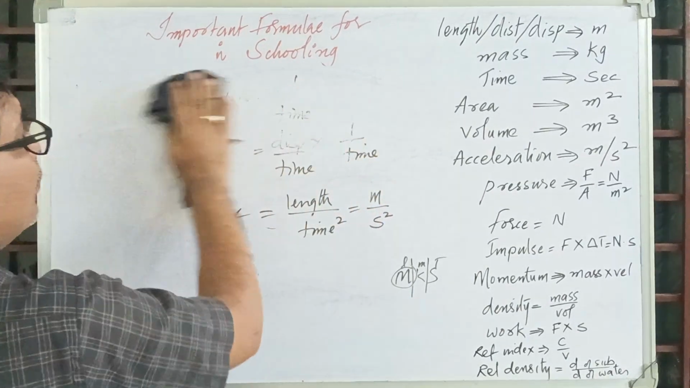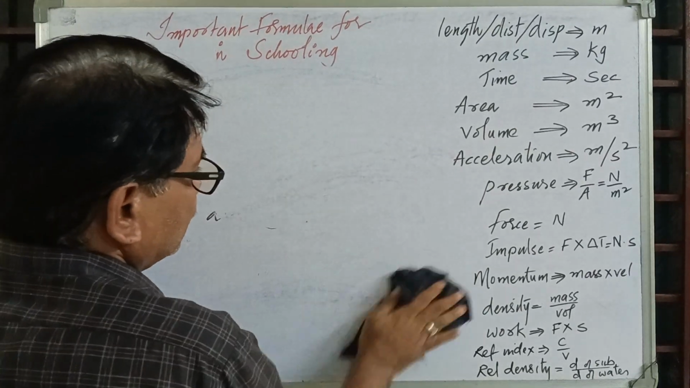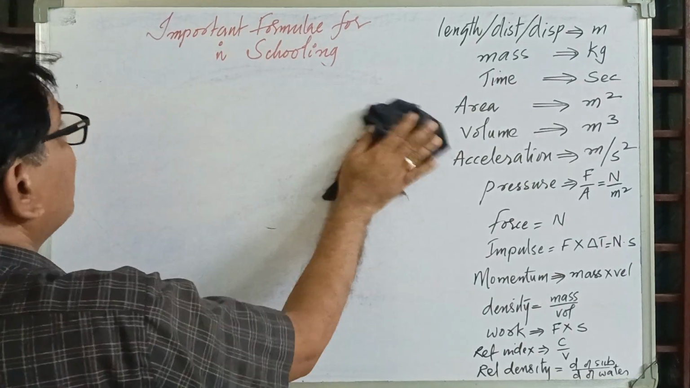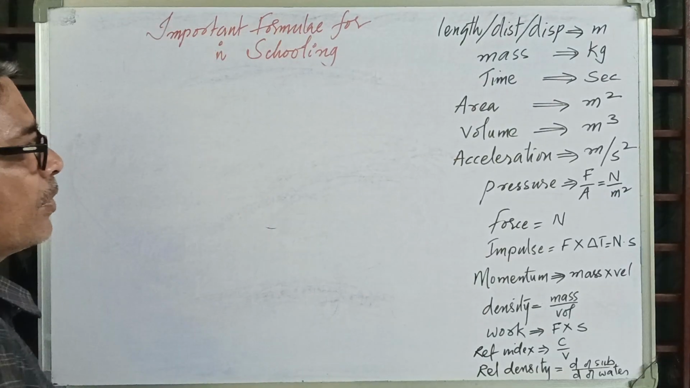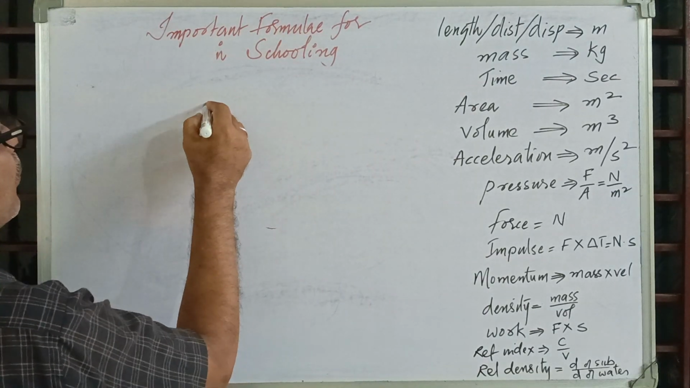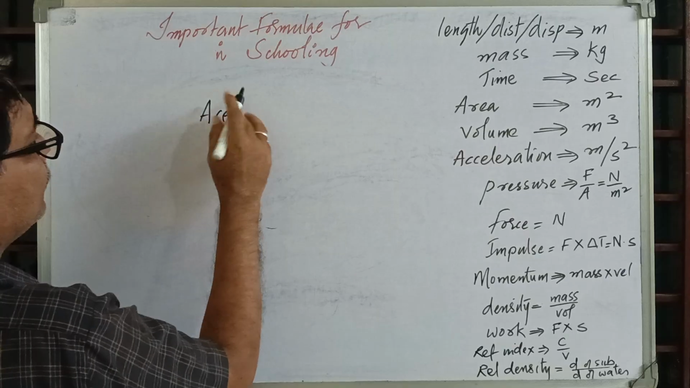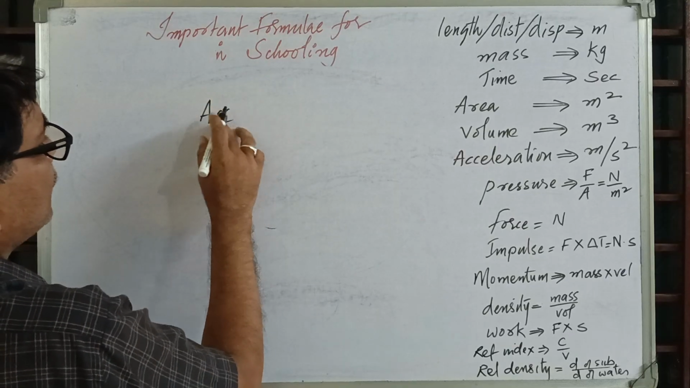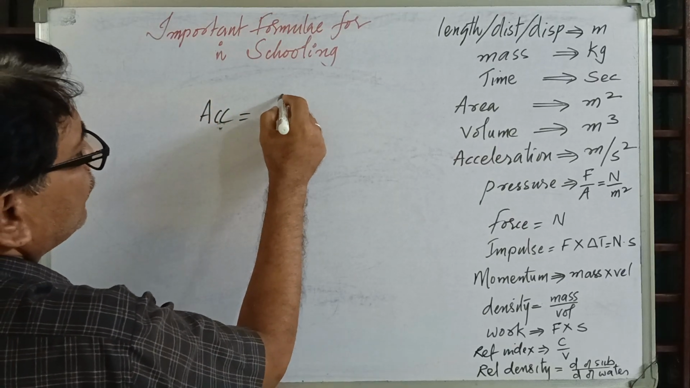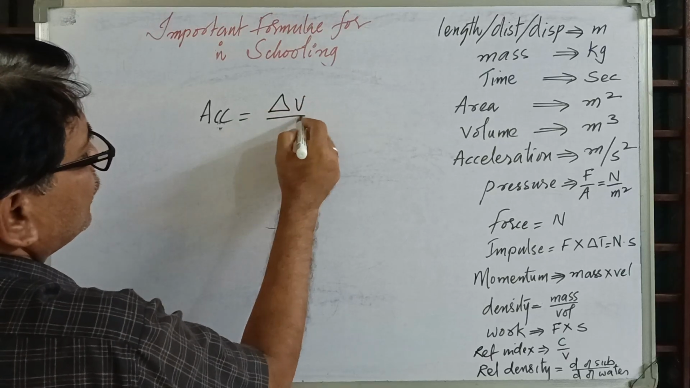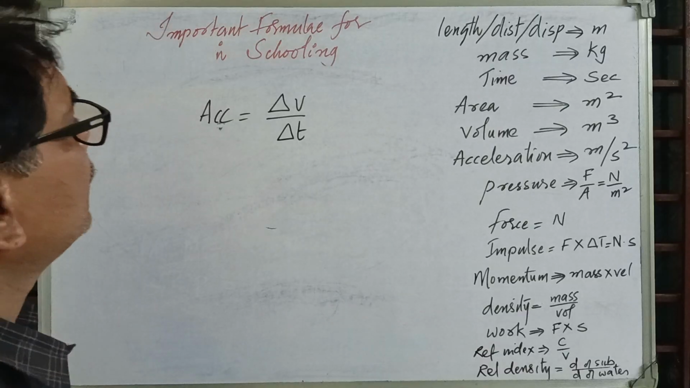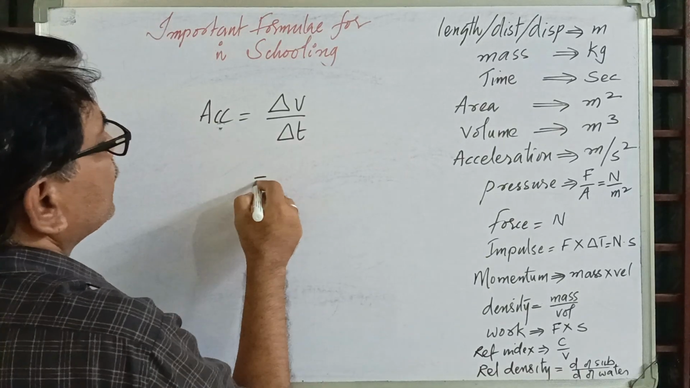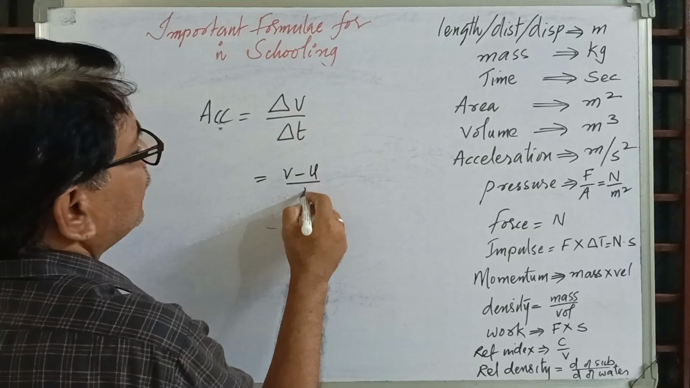Now I will explain dimensions. How to write dimensions? For example, let me take acceleration only. Acceleration is what? Acceleration is rate of change of velocity. That is delta v by delta t, or it is nothing but v minus u by t.